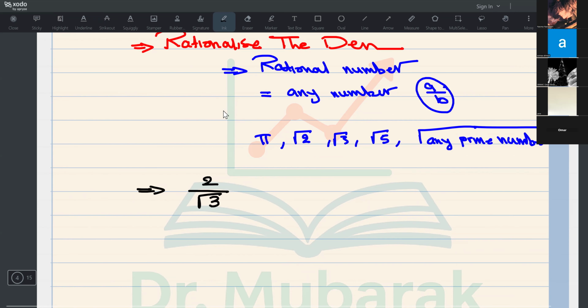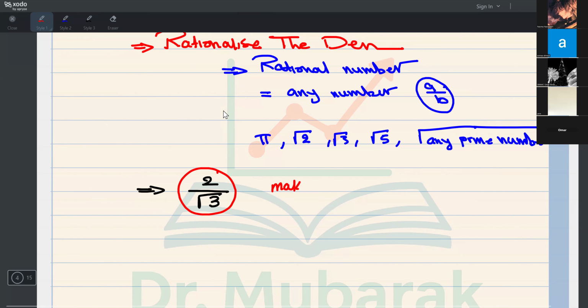My question now, Yara, can you hear me? Yes. Is the denominator here rational or irrational? Irrational, because it's a prime number. Yes, so it is an irrational number. So the question in the exam will ask: rationalize it. Rationalize means make the denominator rational. This is rationalize: make the denominator a rational number.